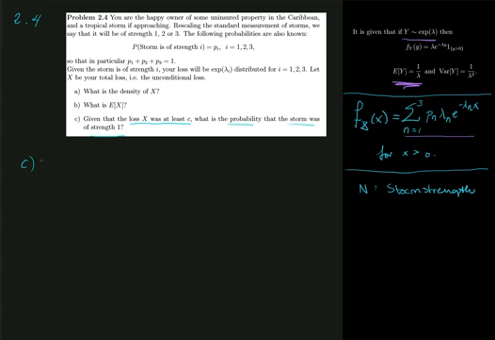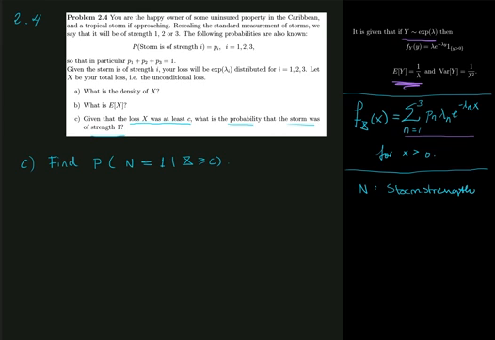So what do we want to find? We want to find, given that the loss was at least C, so that's X greater than or equal to C, what is the probability that the storm strength N was equal to 1. So this is what we want to find.